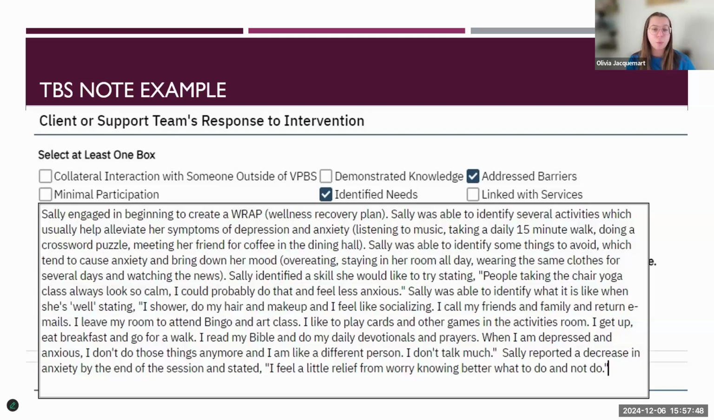Sally was able to identify what it is like when she's well, stating, "I shower, do my hair and makeup, and I feel like socializing. I call my friends and family and return emails. I leave my room to attend bingo and art class. I like to play cards and other games in the activity room. I get up, eat breakfast, and go for a walk. I read my Bible, do my daily devotions and prayers. When I am depressed and anxious, I don't do those things anymore, and I am like a different person. I don't talk much." Sally reported a decrease in anxiety by the end of the session and stated, "I feel a little relief from worry, knowing better what to do and what not to do."